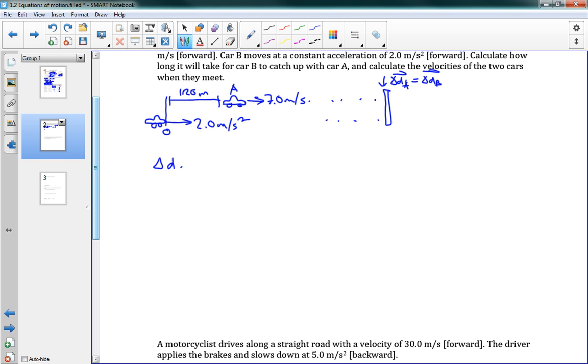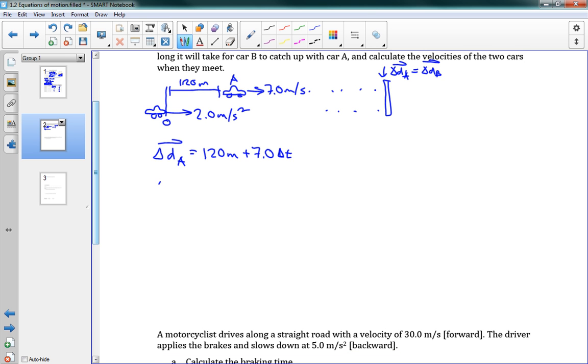So let's figure out displacement A first. It's moving at a constant speed, and it starts at 120 meters forward. So it already has an initial displacement of 120 meters. Hopefully that makes sense to everyone. It starts at 120 meters, and then it's going to be moving at 7 meters per second. So we're going to say 7.0 times delta t, because every second it's going to move forward by 7 meters.